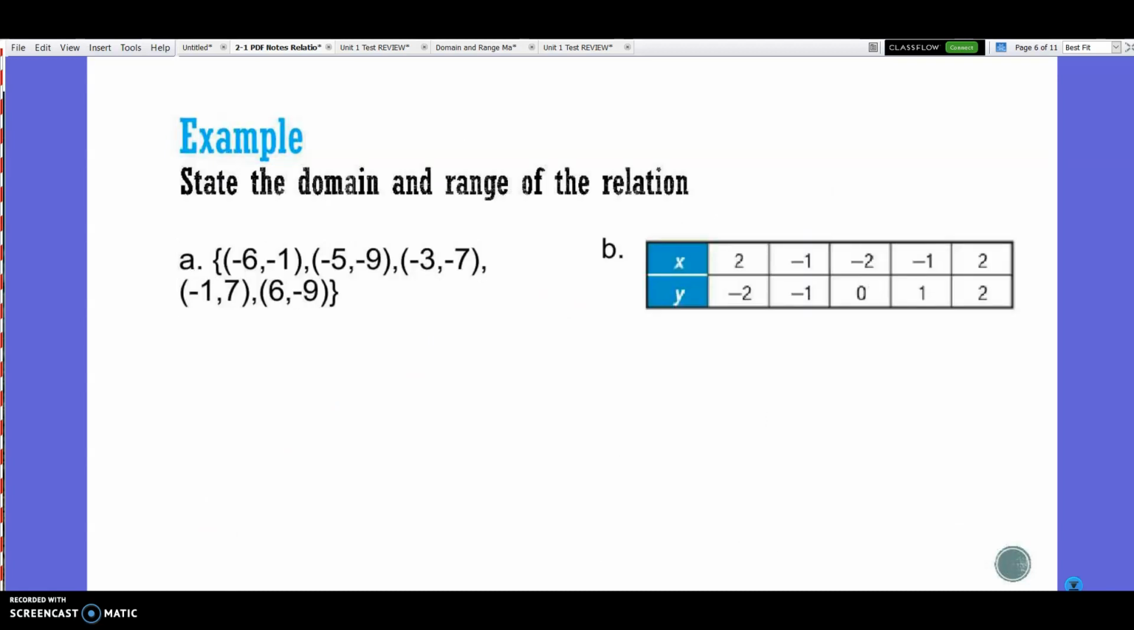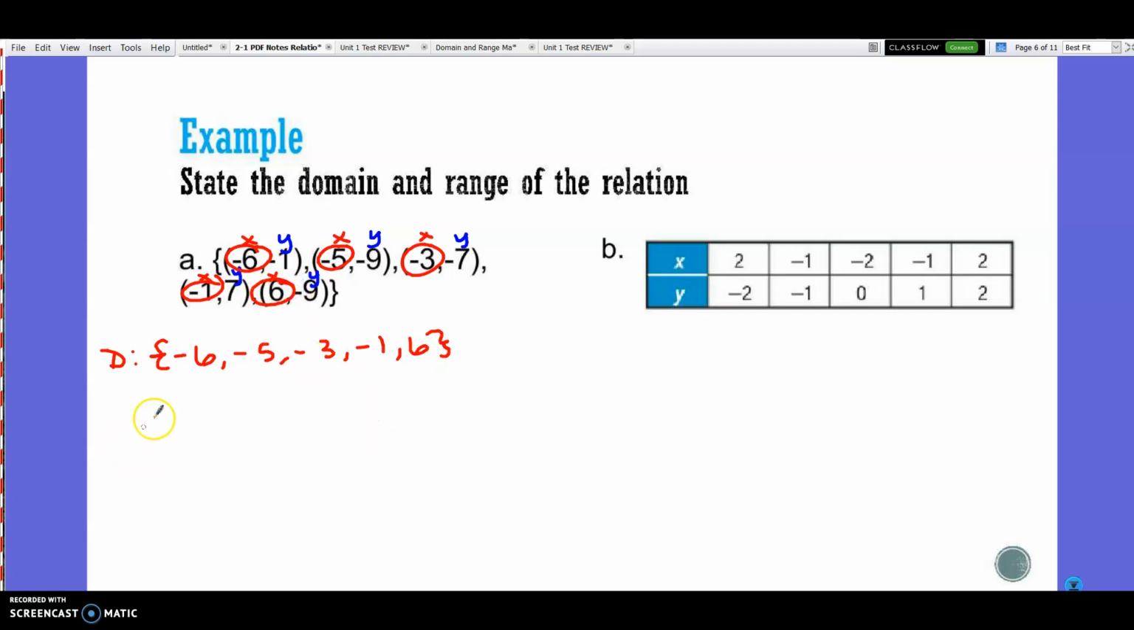So for our first examples here, state the domain and the range. We look here, all of our X values are the domain, and then all the Y values are the range. And we write it in order from least to greatest. So for our domain, the lowest value of X, if I'm looking at all of these, is going to be -6. And you don't write numbers that repeat. -5, -3, -1, and then 6.